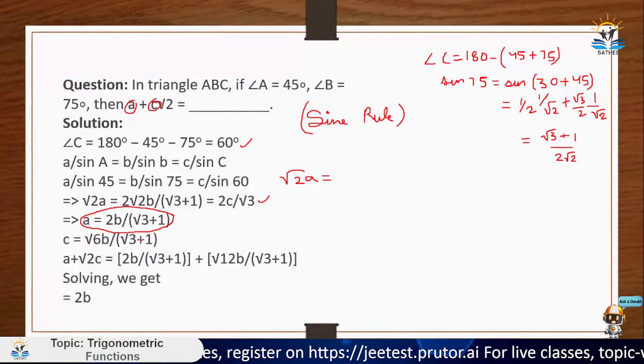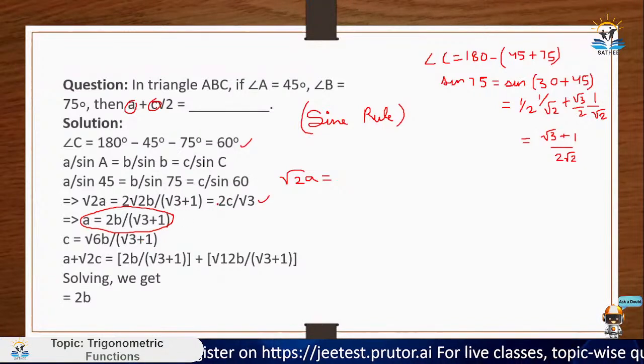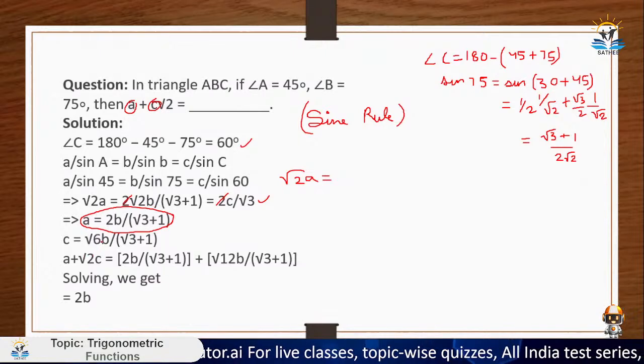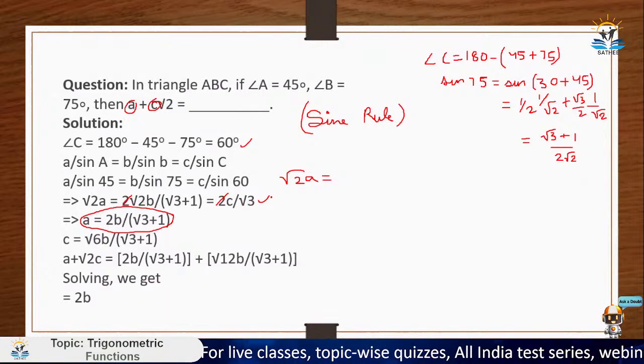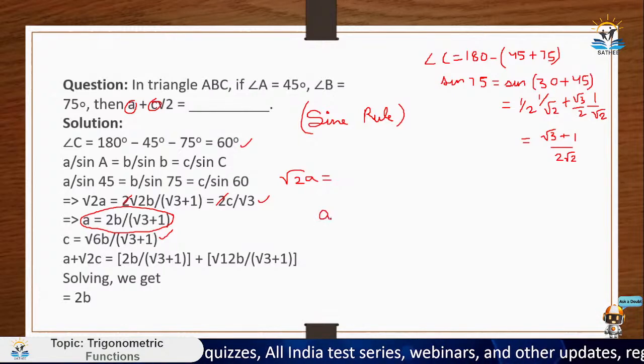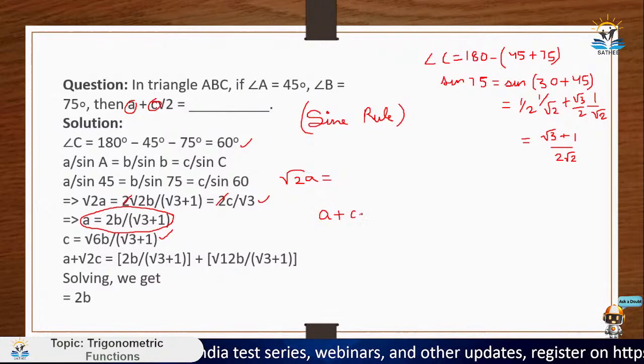I hope you got how we get A. Now for computing C, equate these two. When you equate these two, 2 and 2 will cancel, and you will get C equal to root 3 into root 2, which is root 6. So root 6 upon root 3 plus 1. So this is my C. So I have got A, I have got C. I have to just do A plus C root 2.